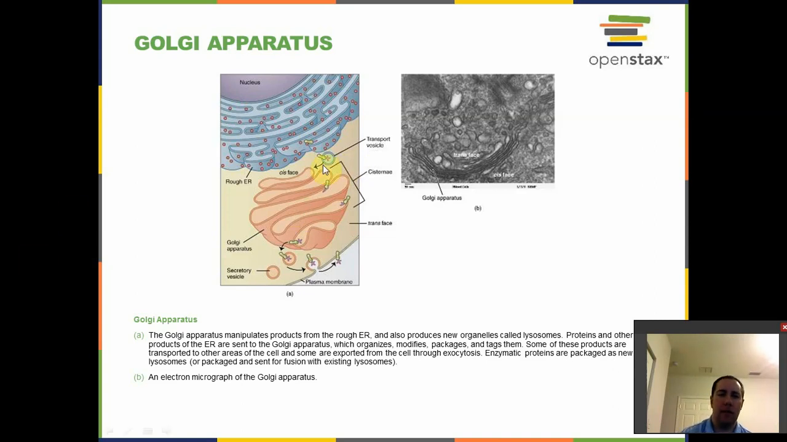It sits right next to it, and its primary function is to take the proteins and the lipids that are made in the ER, receive them, kind of package them up, and then send them wherever they need to go. In some situations, that might be a different part of the cell. In other situations, that might be outside of the cell. So think of the Golgi as kind of a shipping warehouse. It receives things from the ER, packages them up, and then sends them out wherever they need to go.